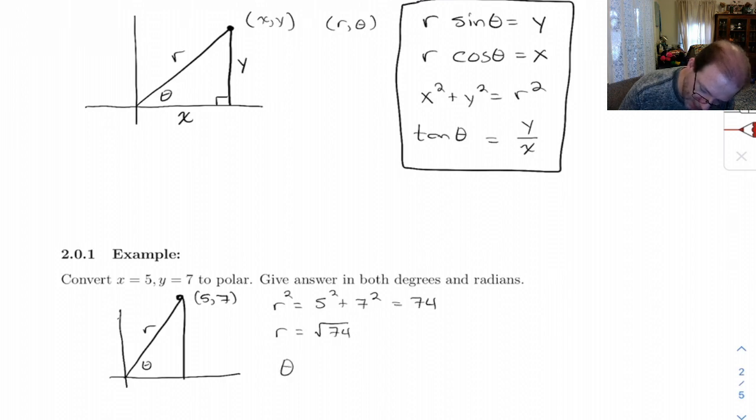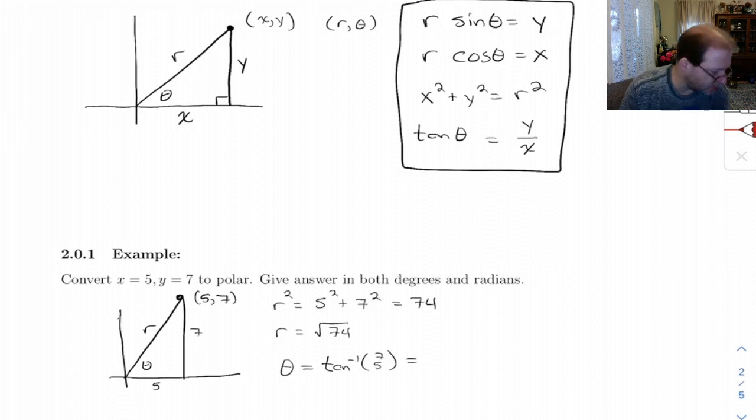And theta is not going to be a nice number because theta is going to be the arctan of y over x. And y is 7 and x is 5. And I said I wanted to do this in radians and degrees. Before we do this, I'm going to do it in degrees first, just by putting it in on my calculator. But before we do it, let's think about what the answer should be.